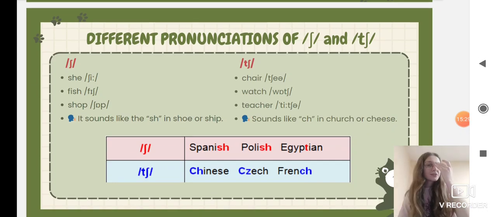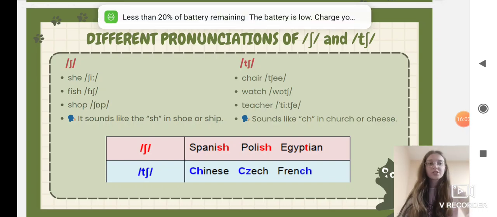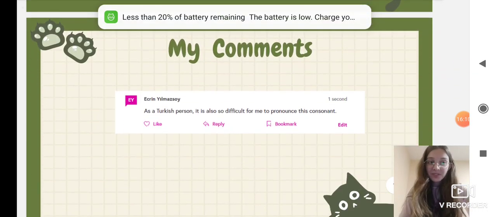And our last page is different pronunciations of sh and ch sounds. In she, fish, and shop, you can hear that sh sound. But in the next one, for chair, watch, teacher, actually we have seen this sound in different pronunciations of ch. And for the first one you can also say Spanish, Polish, and Egyptian. You can see the sound clearly in these examples. And for the second one you can say Chinese, Czech, and French. You can hear that ch sound. And yes, this is our topic for this week.